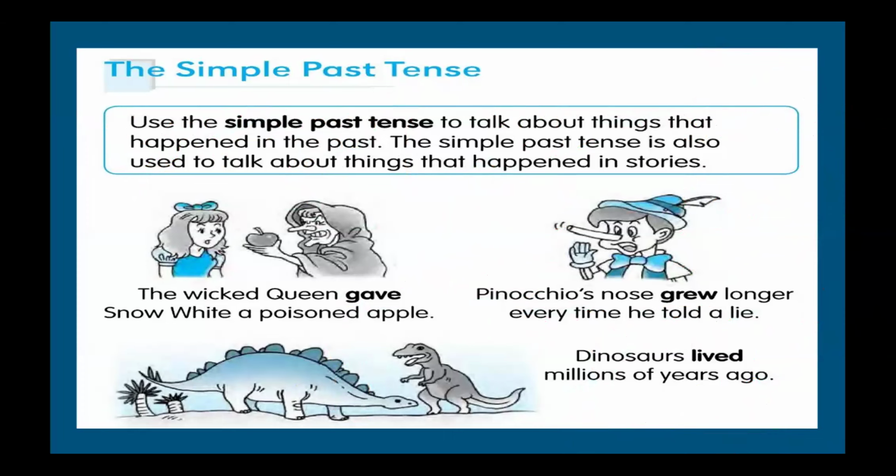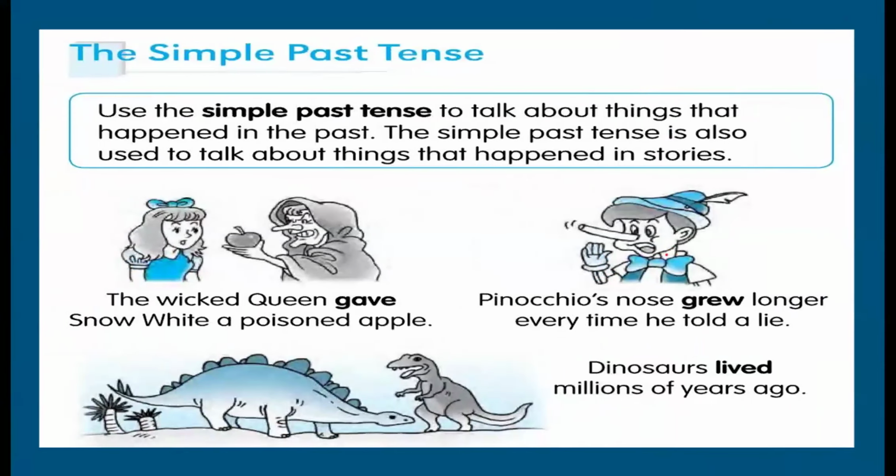All right. So have you understood? So in simple past tense, what do we use? The V2 form. Okay. Simple past tense form. And what have we seen? That simple past is also used in stories, fairy tales. When you're telling stories also, you can use the simple past tense.